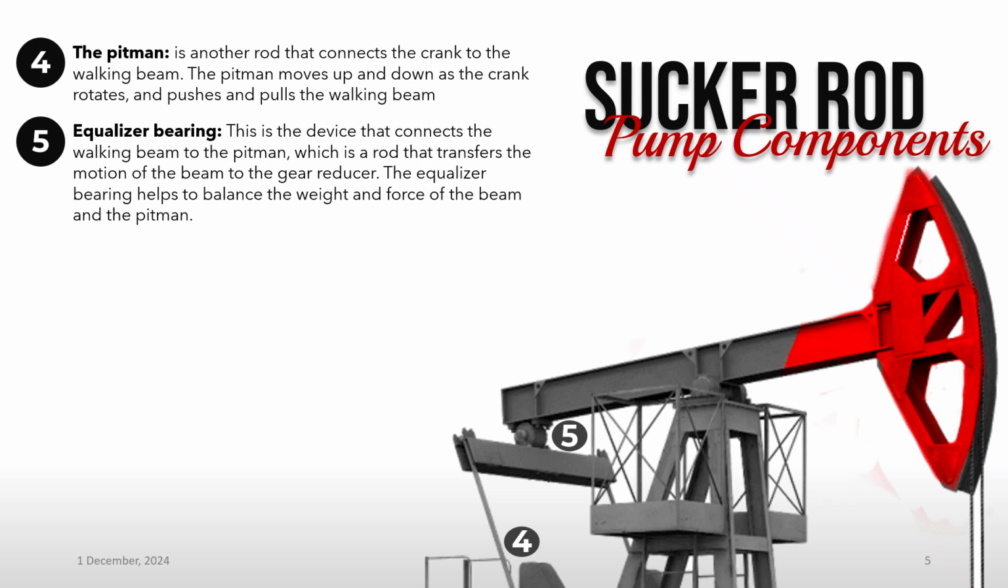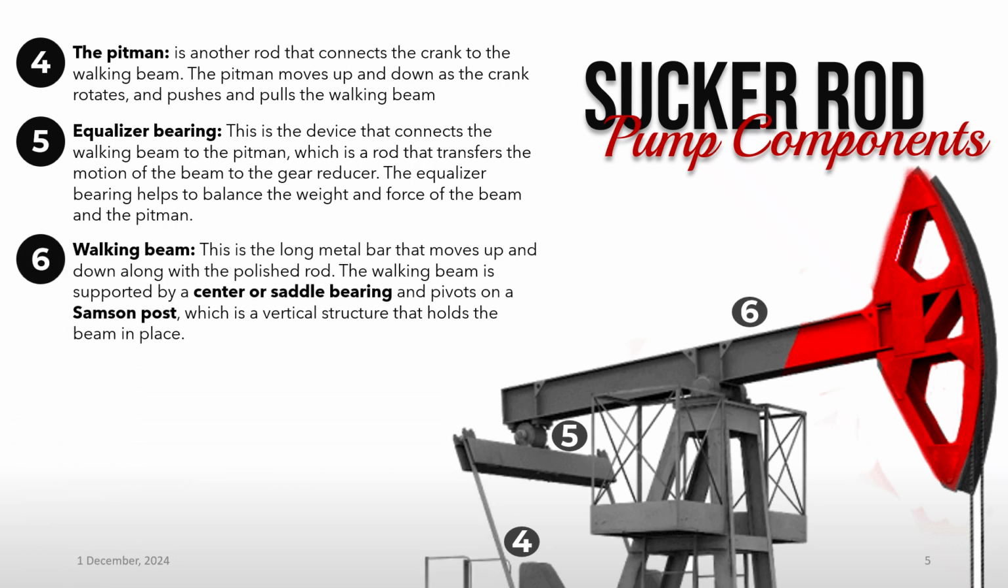The walking beam is the prominent, long metal bar that characterizes the visual appearance of a sucker rod pump. It moves up and down in conjunction with the polished rod. The walking beam is supported by a center or saddle bearing and pivots on a Samson post, a vertical structure that provides stability and holds the beam in place. The walking beam's motion is directly responsible for the up and down stroke of the sucker rods in the well.